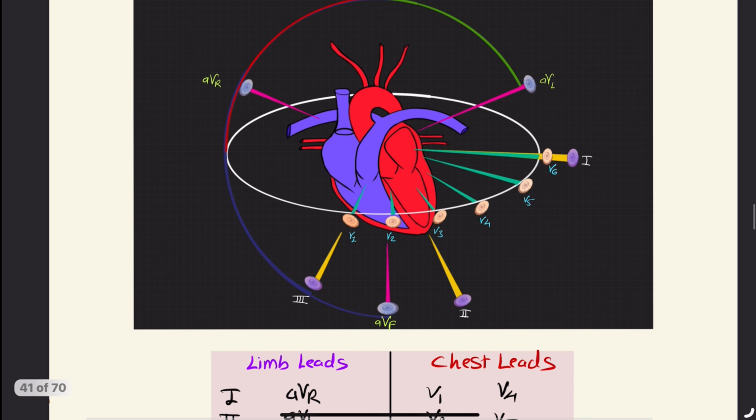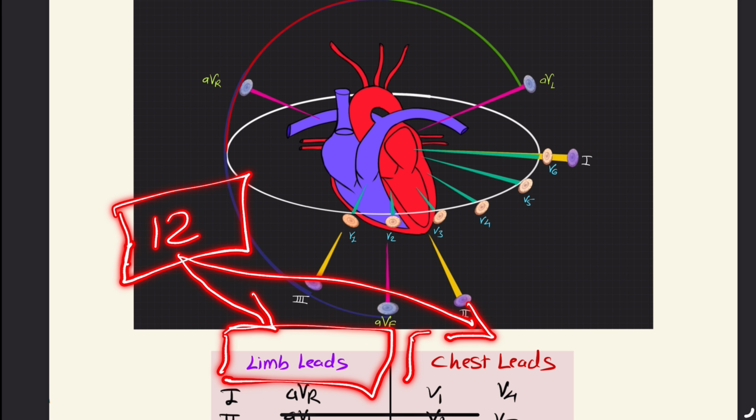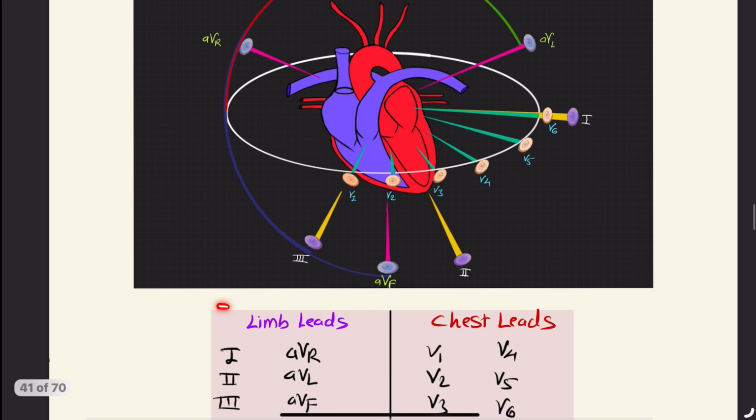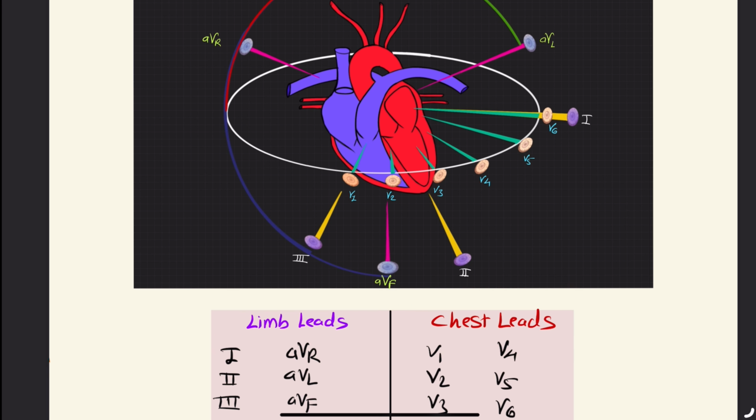There are 12 ECG leads in total, divided into two main groups, limb leads and chest leads. Limb leads are applied to the arms and legs, while chest leads are placed directly on the chest. We will explore the exact placement of these leads later in the video.